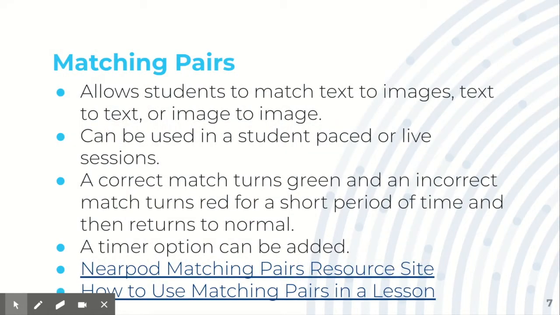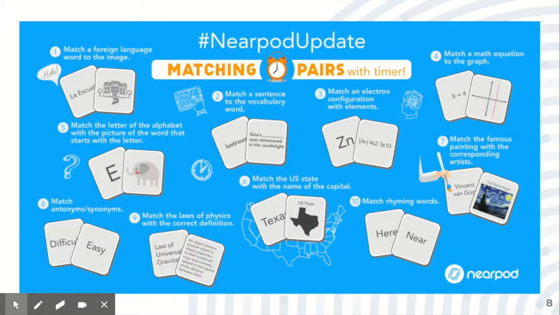With the matching pairs activity, this allows students to match text to images, text to text, or image to image. It can be used in a student paced or live session of Nearpod. A correct match will turn green and an incorrect match turns red for a short period of time and then returns to normal. A timer can also be added if you choose.